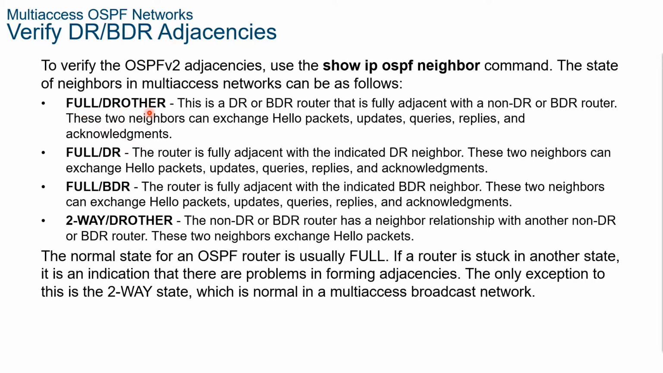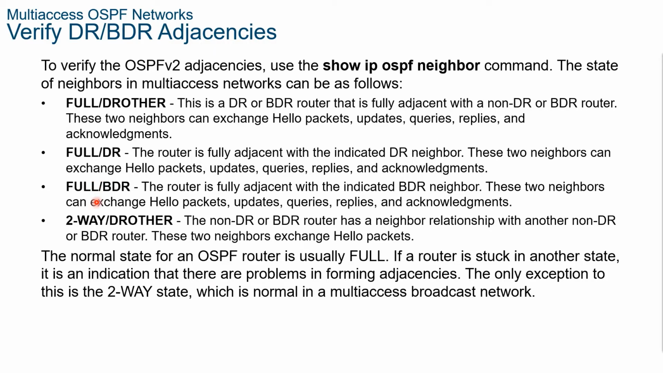So when you see FULL/DROTHER on your router, the status of the adjacency is full. This is a DR or BDR router that is fully adjacent with a non-DR or BDR router. These two neighbors can exchange hello packets, updates, queries, replies, and acknowledgements. Okay, so the next one would be FULL/DR. So the router is adjacent with the indicated DR neighbor. These two neighbors can exchange hello packets, updates, queries, replies, and acknowledgements. Also, the next one is FULL/BDR. So the router is fully adjacent with the indicated BDR neighbor. These two neighbors can exchange hello packets, updates, queries, replies, and acknowledgements.